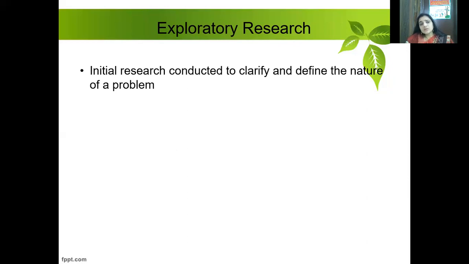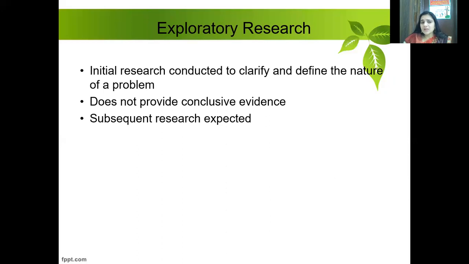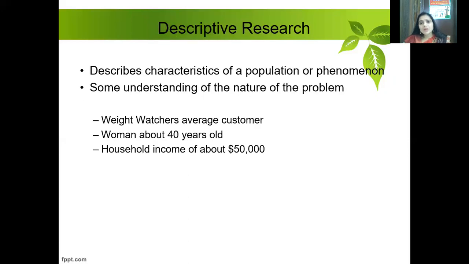In exploratory research, initial research is conducted to clarify and define the nature of a problem, but it does not provide any conclusive evidence. And it is always like that. Subsequent research would be expected. For example, you will be either going for descriptive or causal research.